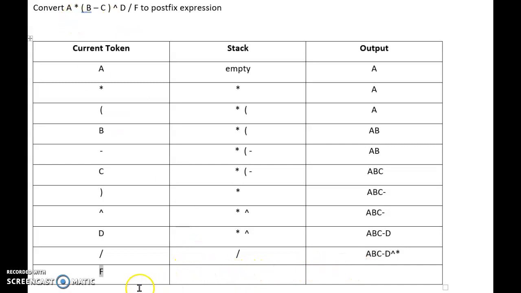The next and final thing we have is an F, and then our stack is empty. The last thing we have is ABC minus D caret F. And this is our last thing that we have.